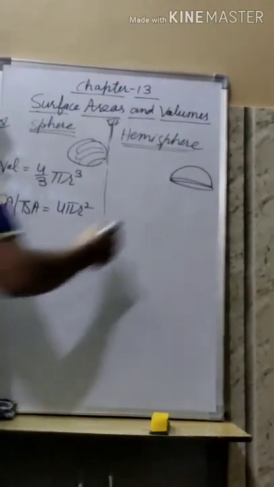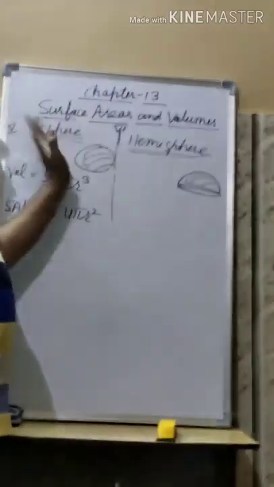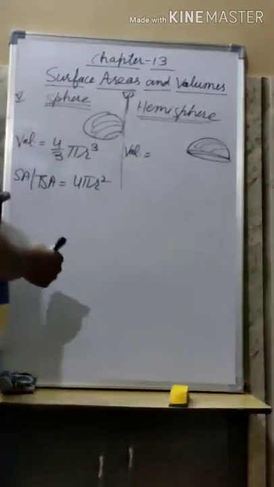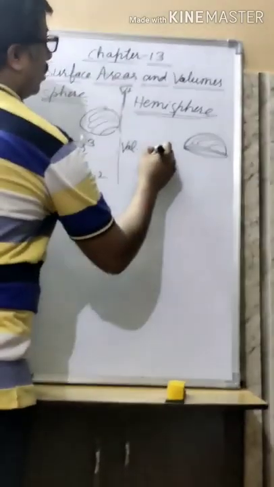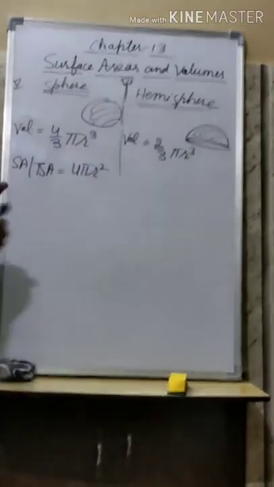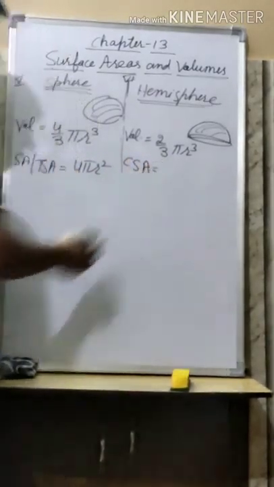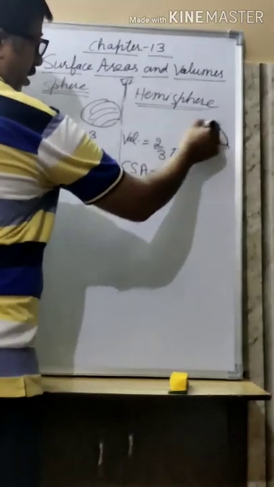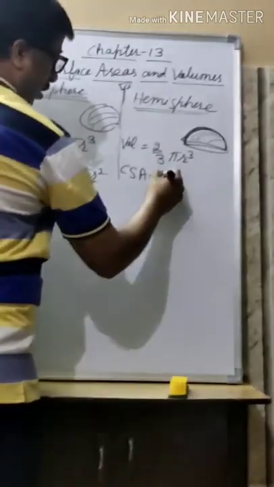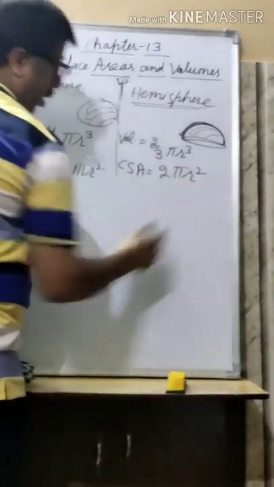Clear this? Now come to hemisphere. The name shows hemisphere, that is half of a sphere. So the volume of hemisphere is half of this, that is 2 by 3 pi r cube. Now what is the curved surface area? Because a ball is there, this is called curved. Here the upper portion is curved, that is half of this: 2 pi r square.